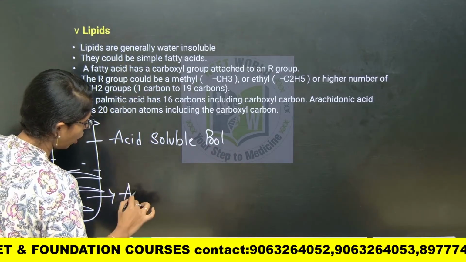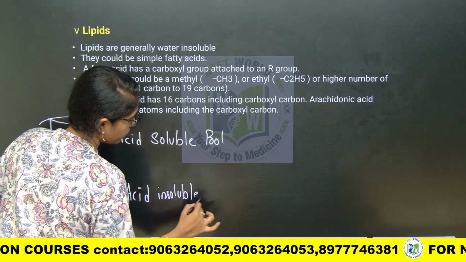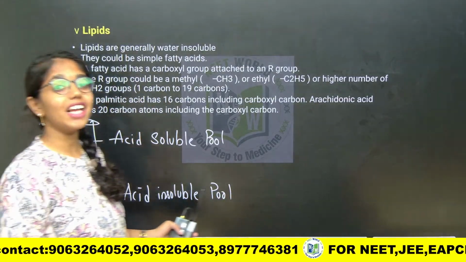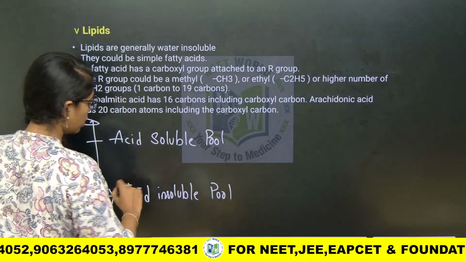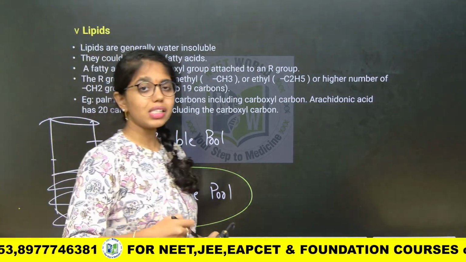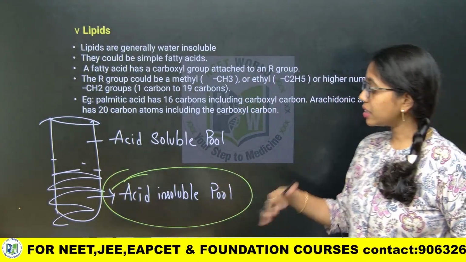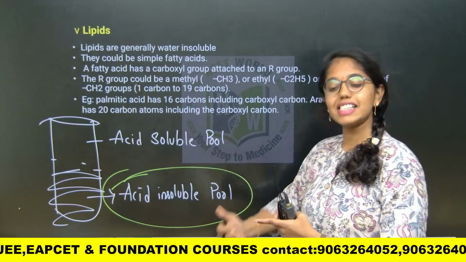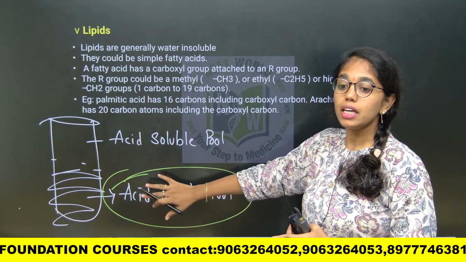Acid soluble or acid insoluble pool. I have said it in the previous class. You were there. So it lands on the acid insoluble pool. Lipids are in the acid insoluble pool. Why are they placed in the acid insoluble pool? Because its molecular weight is more than 800 Daltons? No. Is it 1000 Daltons? No. The molecular weight of lipids is less than 800 Daltons only, but still they were placed in the acid insoluble pool.